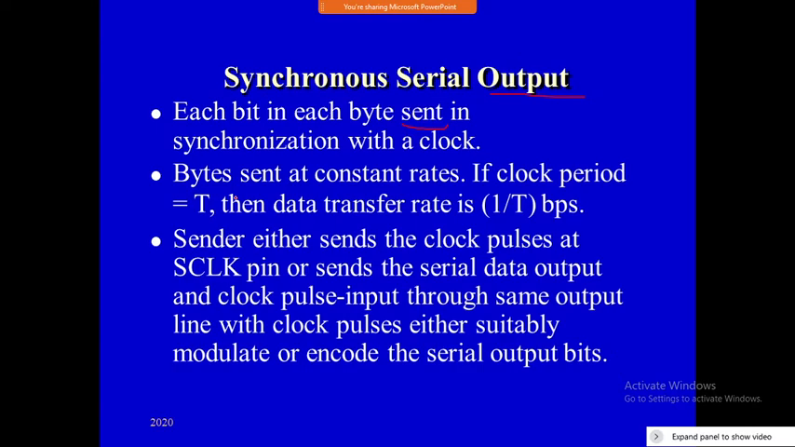A sender either sends the clock pulse at a serial clock pin, or sends the serial data output and clock pulse input through the same output line, with the clock pulses suitably modulated or encoded with the serial output bits. It is going to use modulating or encoding techniques for encoding the things.